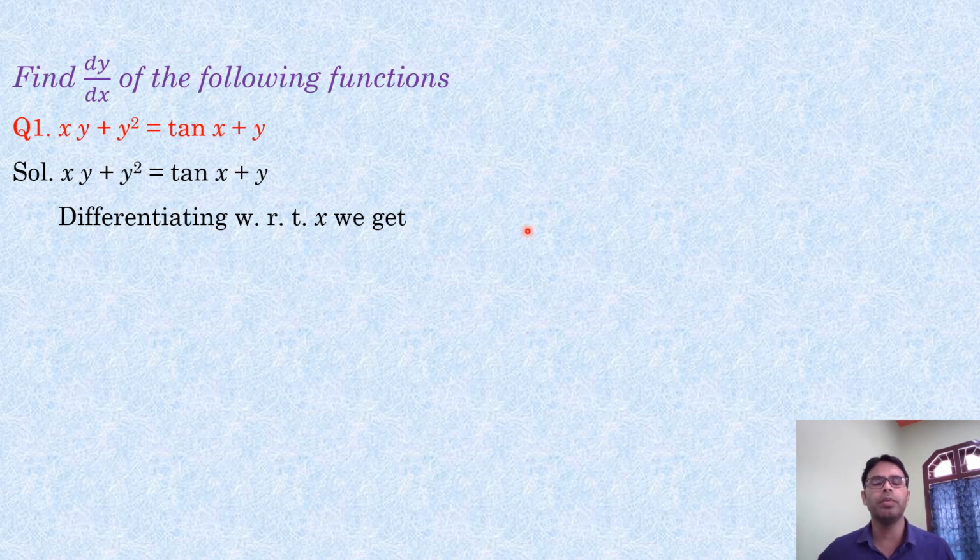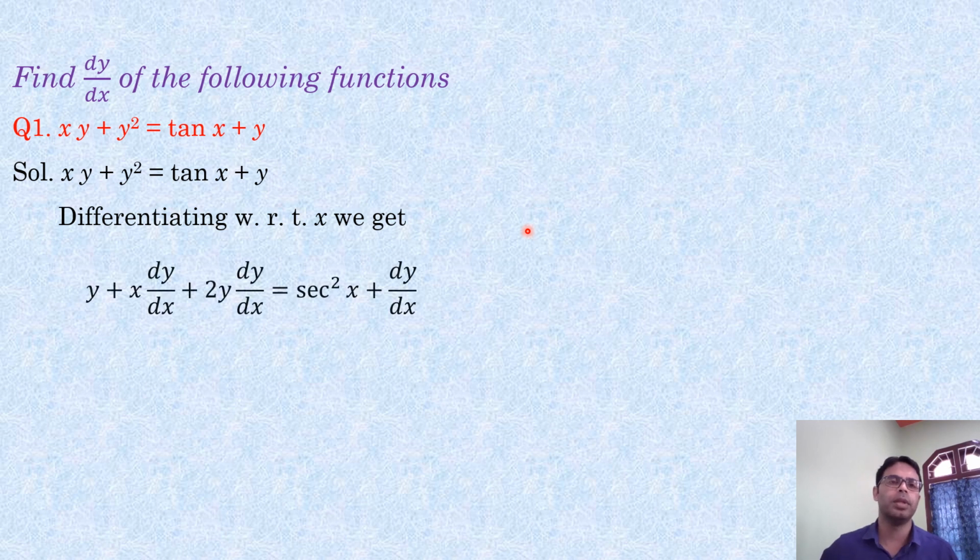So differentiating with respect to x, this is our function xy plus y square is equal to 10x plus y. So first differentiate x into y. This is a product function, x into y. So first differentiate x, y will remain same, plus differentiate y, x will remain same. That is the product rule of differentiation applied here.